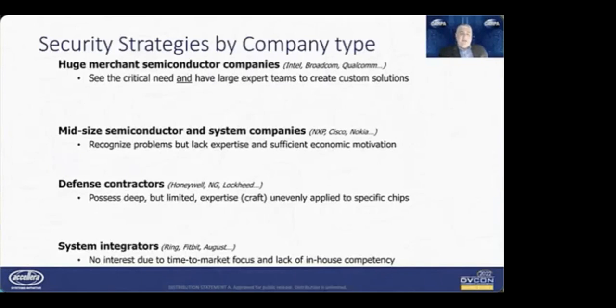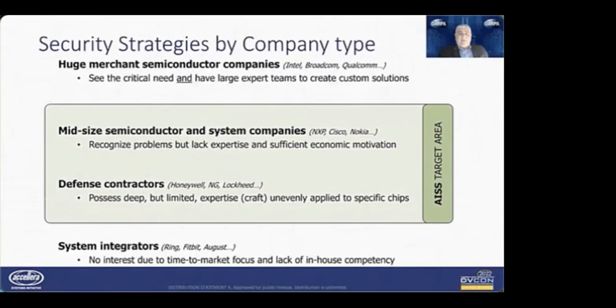You go to defense contractors, and now you see, yes, they have expertise, but it's applied very unevenly. And this expertise is treated more like craftsmanship as opposed to engineering. And lastly, we have system integrators. These are people who build vertical solutions like intelligent door locks, for example, security systems, lawn sprinklers, and various other connected household appliances, essentially IoT-based integration. And they typically don't have interest in security because they're trying to hit a tight market window, and they would rather invest in things that would help them sell their products.